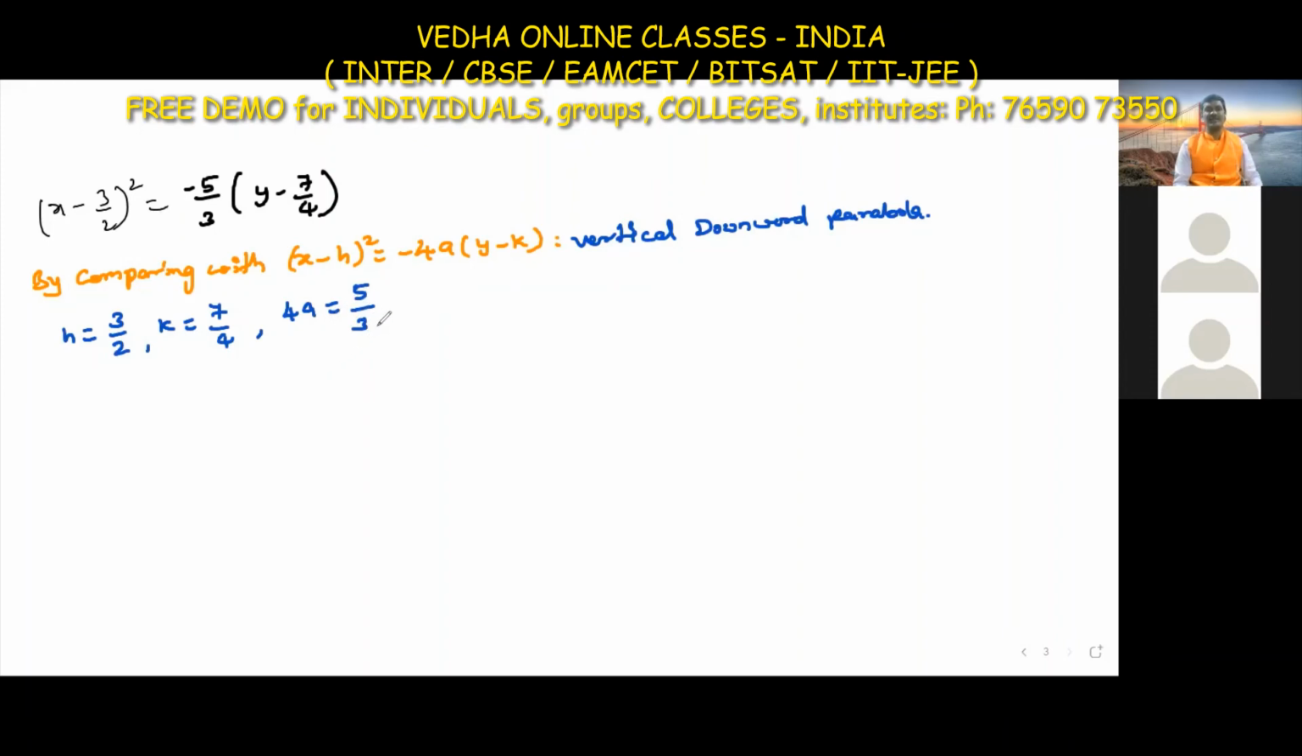What is the a value? The a value is 5 by 3 into 4. If you take the 4 to the right side, it is divided by 4, that means 5 divided by 3 times 4, which is 12. So 5 by 12 is the a value. After getting the a value, now check the properties and tell me what he is asking. Based on that, we answer.